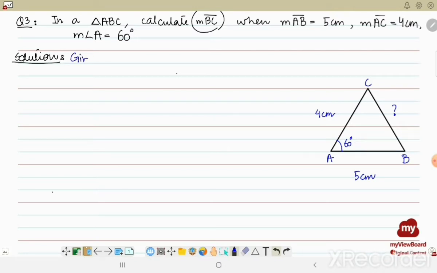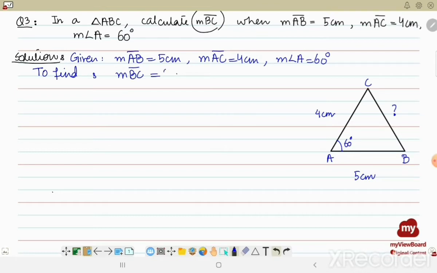So let's write down what is given to us. Given measure AB is equal to 5 centimeter, AC is equal to 4 centimeter, and measure angle A is equal to 60 degree. What you have to find? Measure the side, measure BC that we have to find.